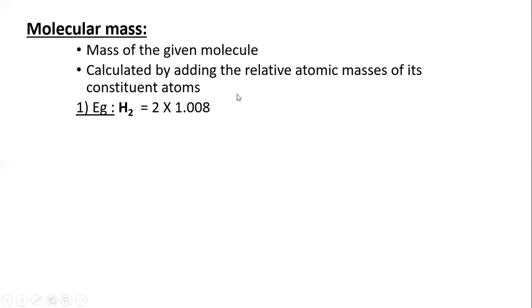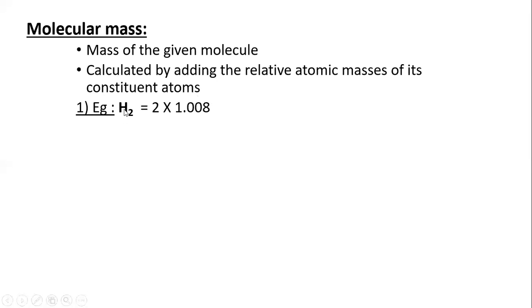For example, we'll take hydrogen. H2 is said to be hydrogen. This 2 refers to a constituent atom. So the molecular mass is calculated by adding the relative atomic mass of its constituent atoms. Here in this example, this 2 refers to a constituent atom.